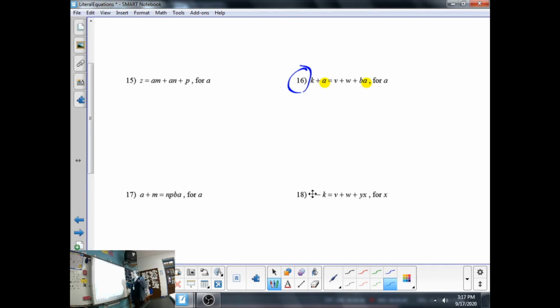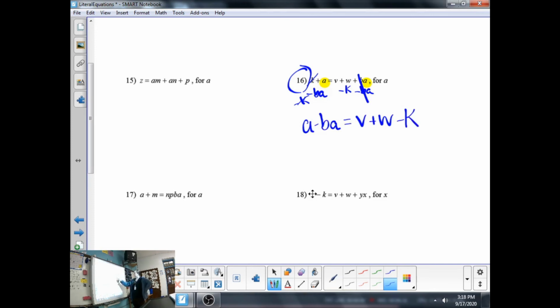You want to gather your A's so that they are both on one side of your equation, factor the A out, and then divide by what's left. So I'm going to move all of my A's over to the left-hand side, which means I have to subtract this BA term. I also need to move this K term over to the right, so I'm going to be subtracting that K term as well. So the K term is gone from the left, the BA term is gone from the right. I'm left with A minus BA is equal to B plus W minus K.